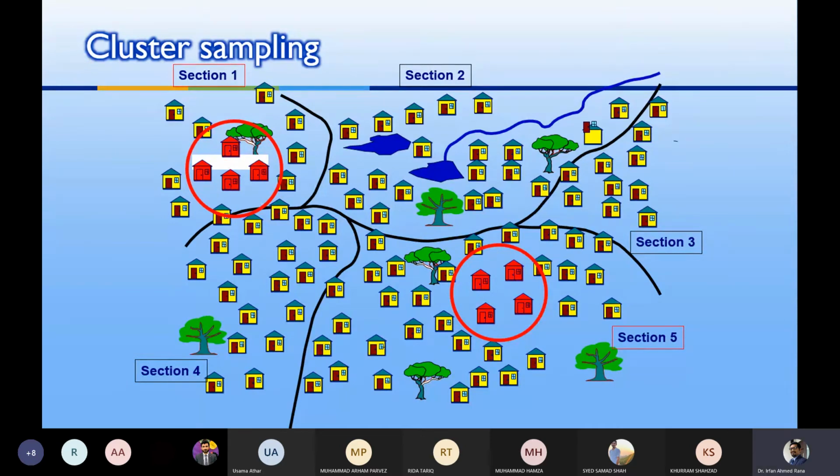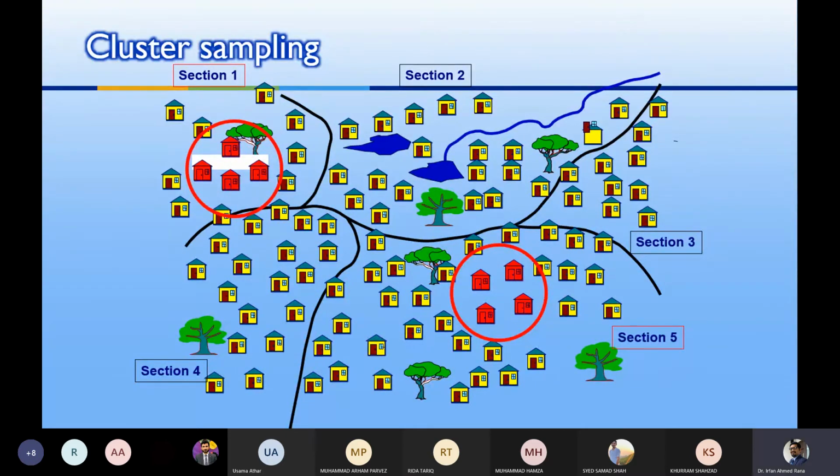In our study, sometimes we say that I will do a survey from this union council. So this is cluster sampling: that union council or neighborhood level is a cluster. But within that neighborhood level or cluster, there are different types of people.